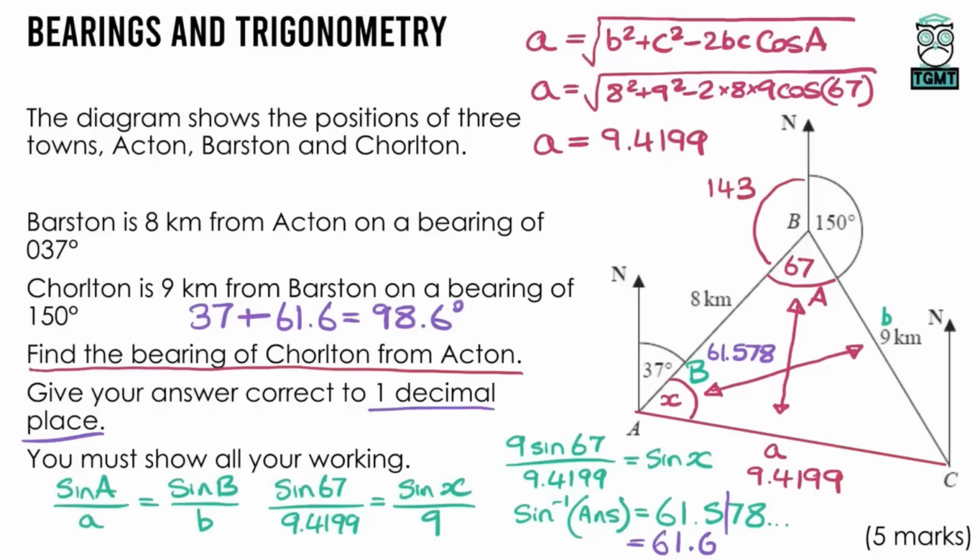98.6 degrees. Now we want to write that as a bearing as well. So the third digit needs to be before the decimal place. So we have 0, 9, 8. There's our 3 digits. And then we have a 0.6 as well. So there's our final answer, 098.6 degrees. And that is our bearing of Chorlton from Acton.